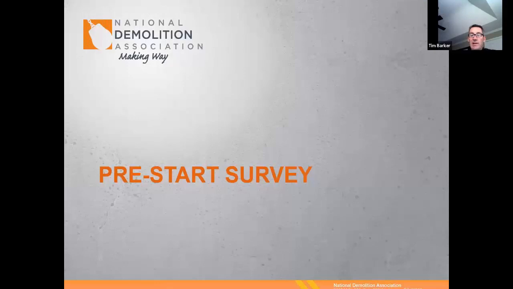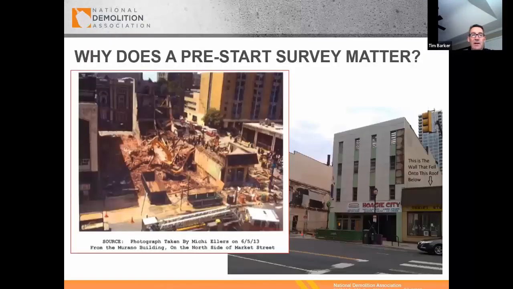So with that, you have a pre-job survey. Why does it matter? Well, I think most of us are familiar with this incident here on the corner of 22nd and Market Street in Philadelphia. To this date, I think this has been the most fatal demolition catastrophe in the United States.